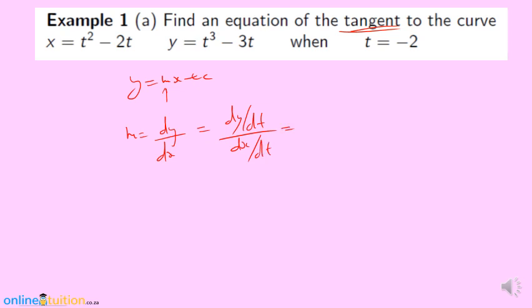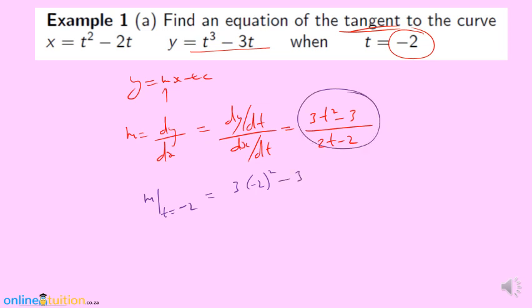We're experts now. What is dy/dt? Have a look at that. That is nothing more than 3t squared minus 3. And what is dx/dt? It's 2t minus 2. But it's at t equals minus 2. So now we're going to evaluate that slope, because the slope is going to be at a point. So at t equals minus 2, it'll be 3 into minus 2 squared, I'm evaluating here, minus 3, all over 2 into minus 2 minus 2.